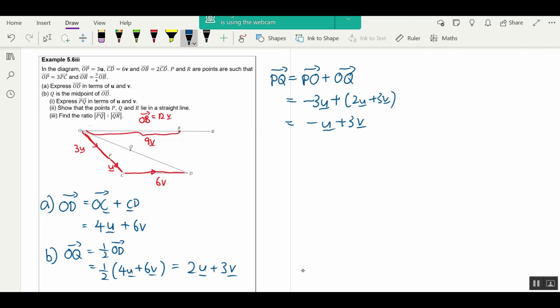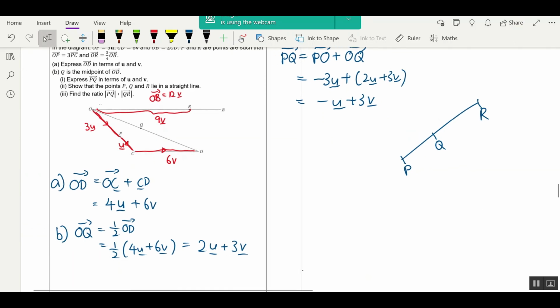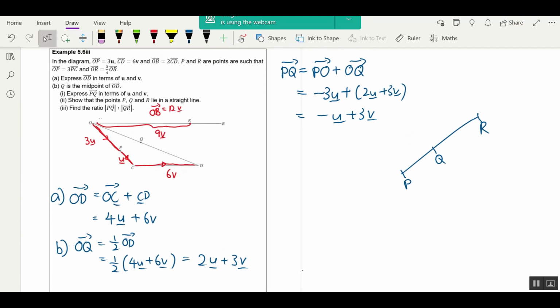Now how do I show that P, Q, and R are on the same line? Every time you need to do this, let's draw this first. P, Q, and R. It might not be accurate at first, but at least it gives you an indication of which is the longer one. So we know that PR is the longer one. First we need to find out what PR is. So look at the diagram. Can I find something that is PR? Yes, possibly. PR is equal to, let's use PO plus OR. Let's see if it works.